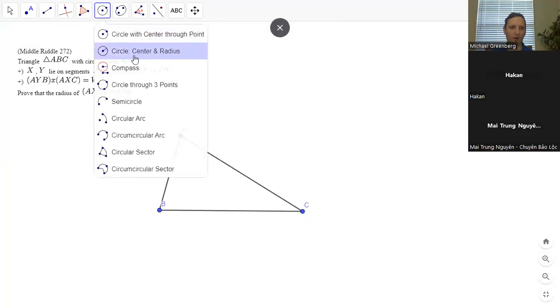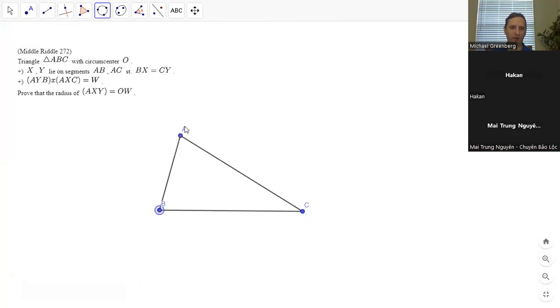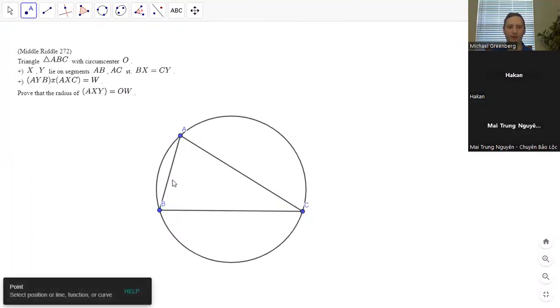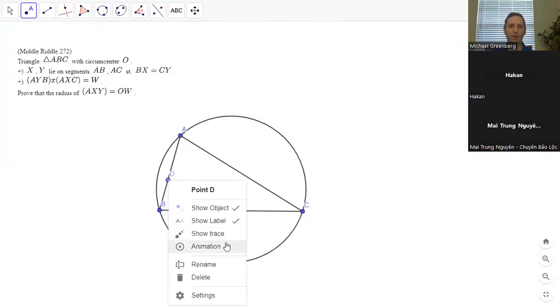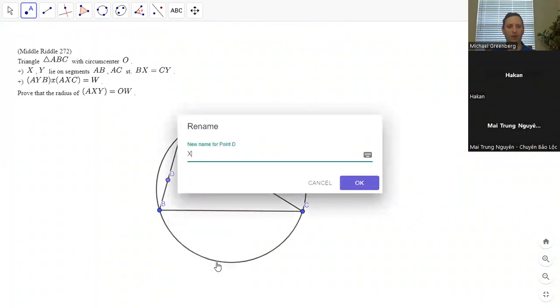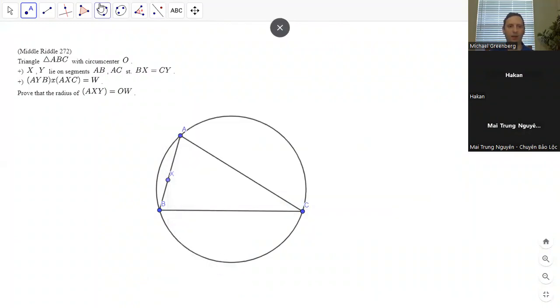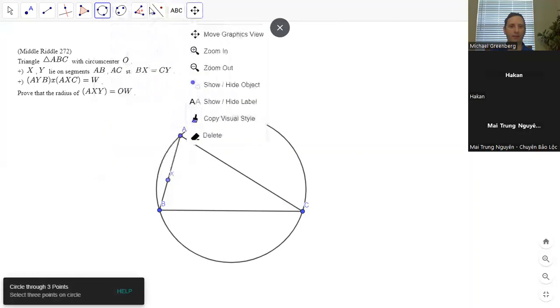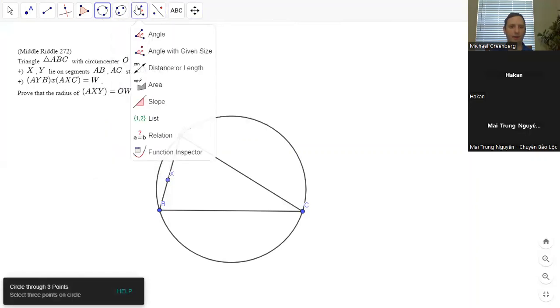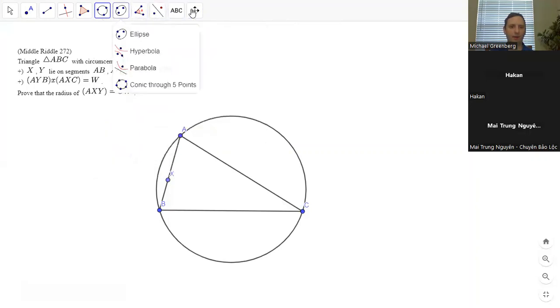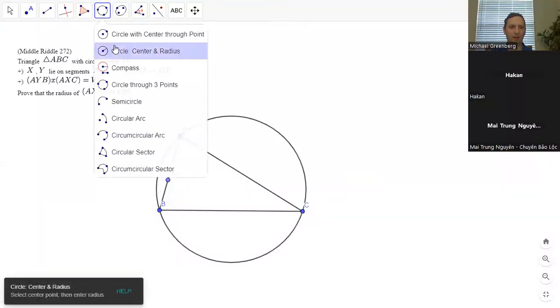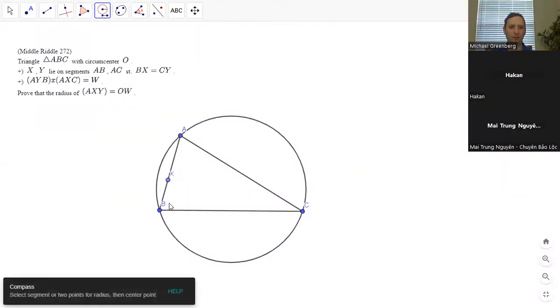BX equals CY, so X and Y lie on those segments. And often this is like a spiral similarity type deal. So this is X, and you can use the compass tool.